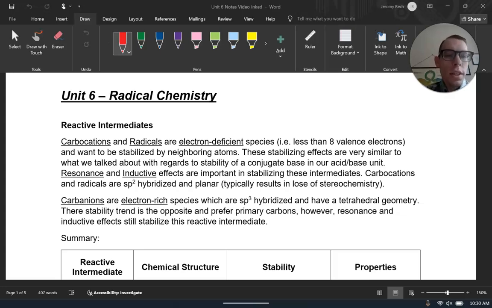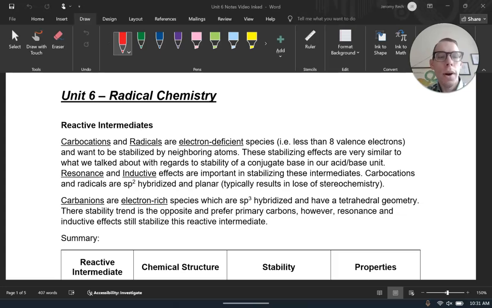So Unit 6 introduces our very first real set of reactions, which are going to be focused on brominations, or reactions that are going to add bromines to our molecule. And one of the main ways in which we do this is through radical chemistry. A radical is a reactive intermediate, much like a carbocation or a carbanion.